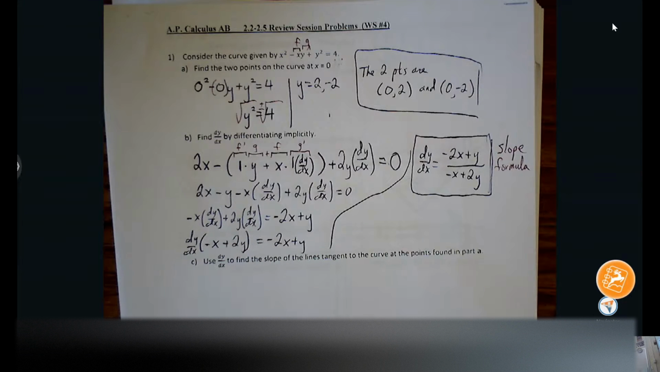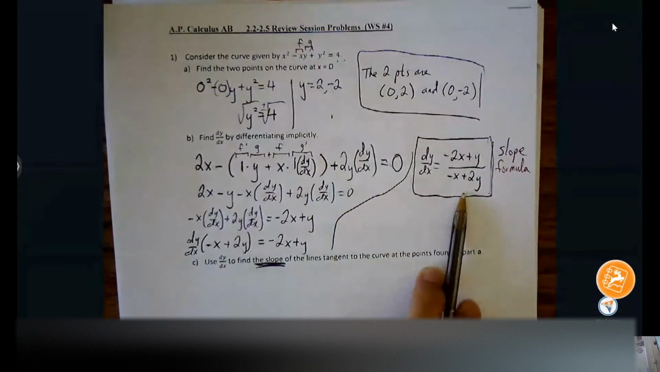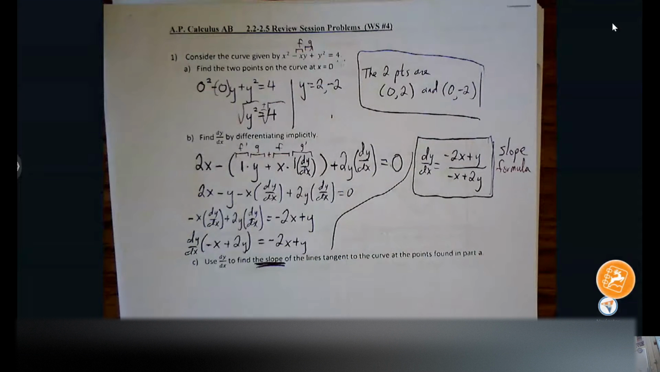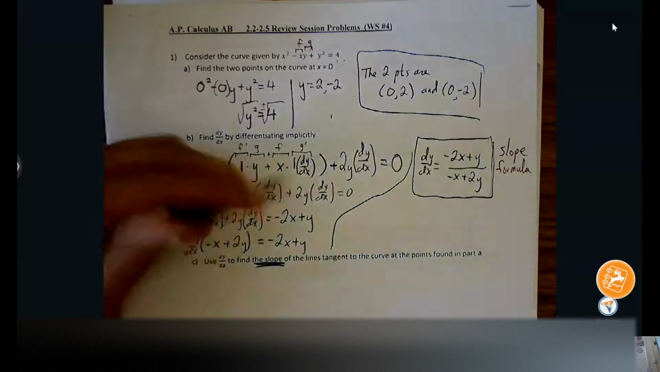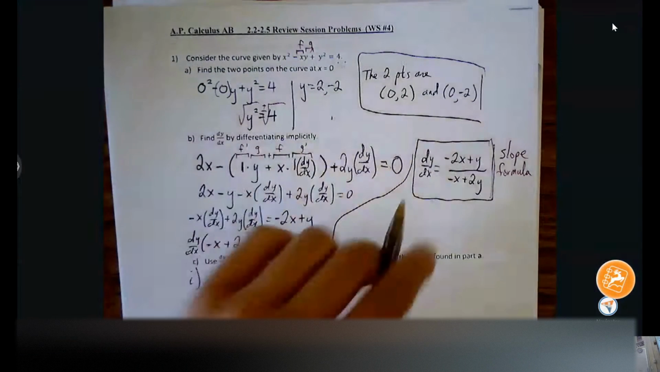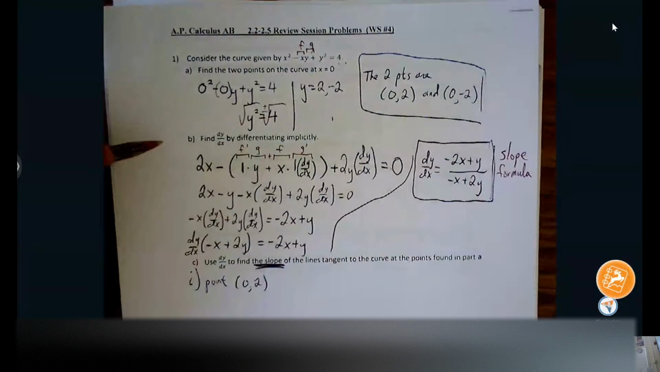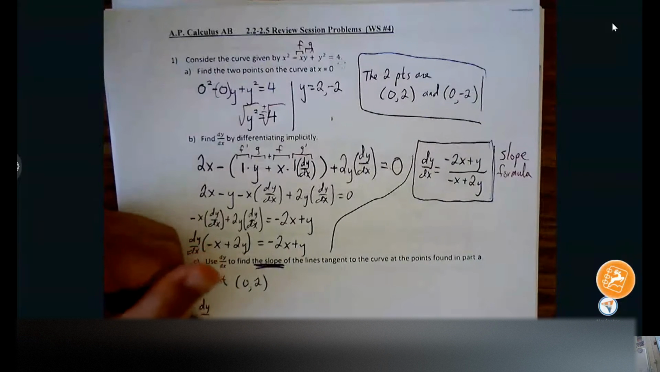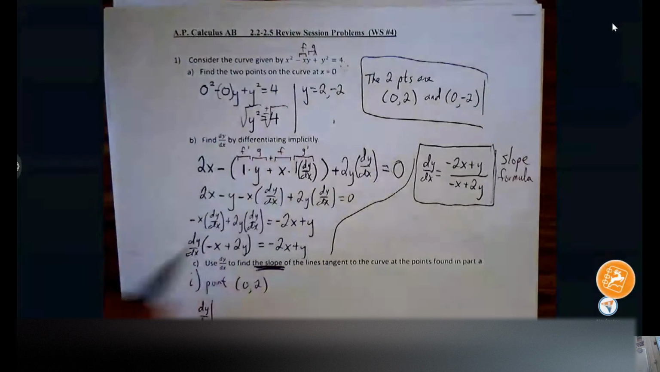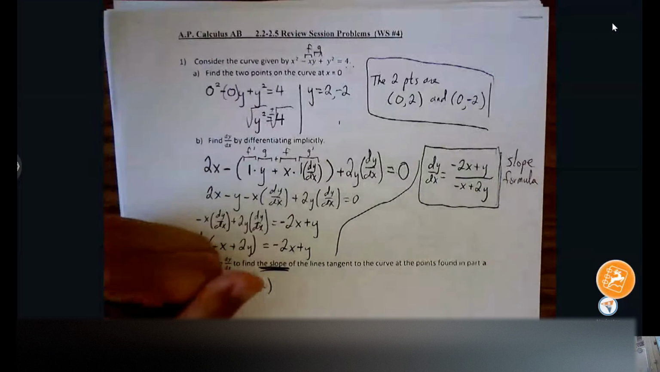All right, part C. Find the slope of the tangents. So we're looking for slope. So dy dx is going to help us out here, right? So if I want to find the slope at my first point, which is (0, 2), I'm going to plug this into my slope formula. To indicate that I'm ready to plug something, especially ordered pairs, into my derivative, I put a vertical line.